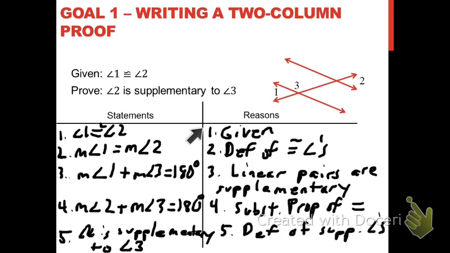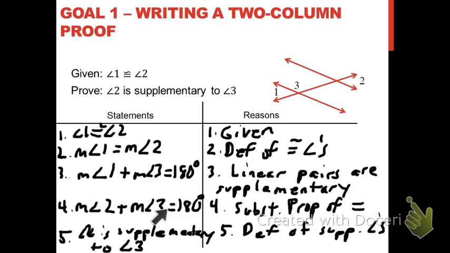Okay, now we said that we're going to show that the measure of angle 2 plus the measure of angle 3 equals 180 degrees, since the measure of angle 1 plus the measure of angle 3 also had to be equal to 180 degrees. One of the things that you might not have thought of on your own, but you'll get used to this, is that we were going to have to use substitution in order to take this equation and make this equation right here.